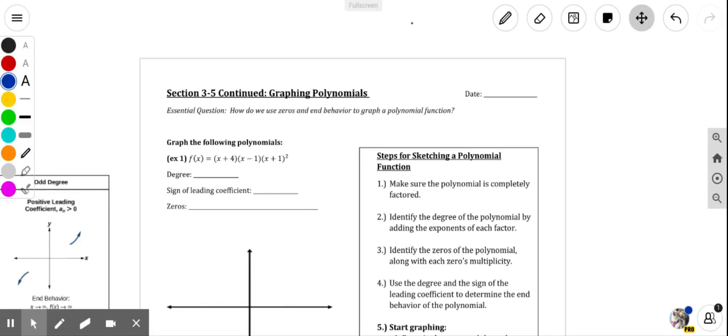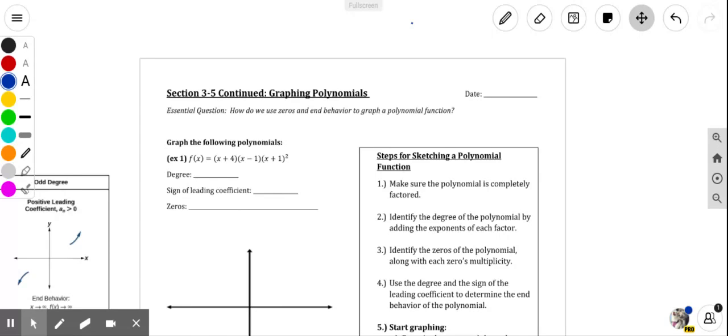Hi everyone. So this lesson is about taking the factored form of a polynomial and turning it into a graph. So basically the opposite of what we've been doing. What we've been doing is taking the graph and writing the factored form. So now we're given the factored form and we're making the graph.